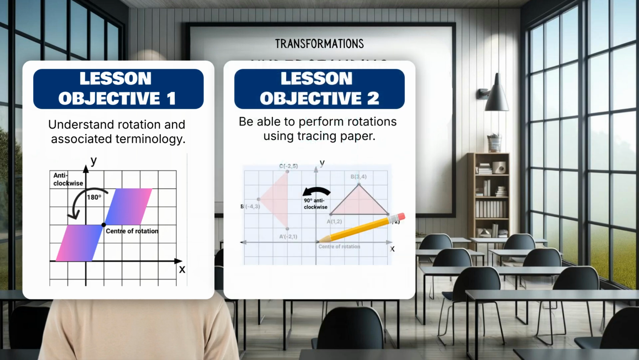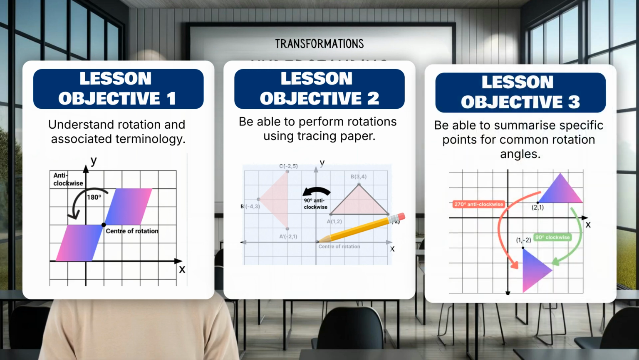We then moved on to performing rotations using tracing paper, demonstrating a hands-on method to visualize and understand rotations. By using specific examples, we practiced rotating points and shapes around the origin, enhancing our comprehension of how coordinates change under different rotations. Finally, we summarized the specific results for common rotation angles to reinforce the patterns in coordinate changes. By mastering these techniques, you can confidently manipulate figures on the coordinate plane and solve complex geometric problems involving rotations.